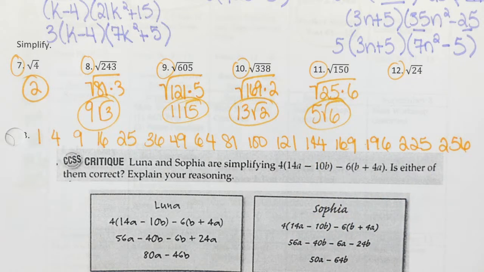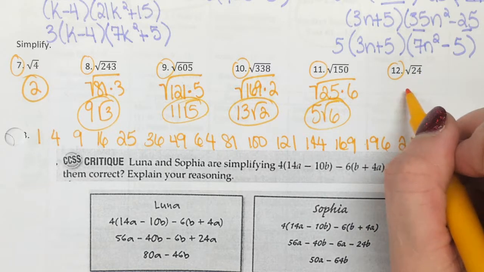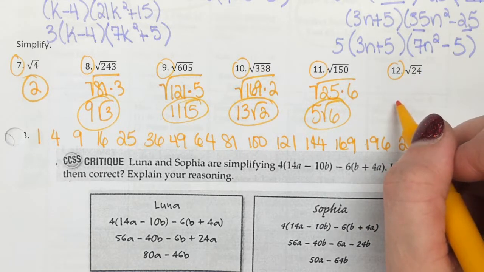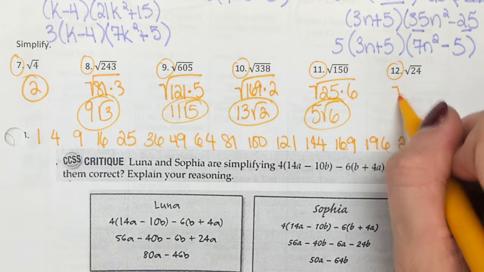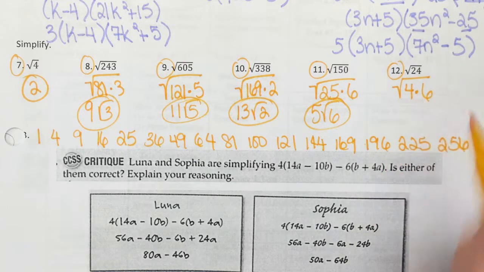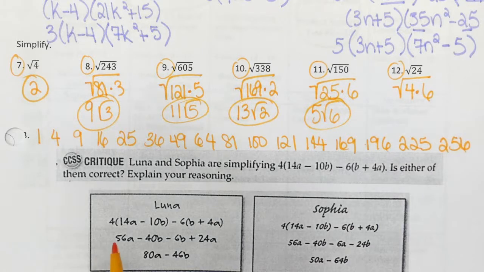Now, 24 is 2 times 12, right? So I'm going to write 2 times 12? No. Why? No, yeah. 4 goes into it. Very good. 4 is the perfect square that goes into it. 2 times 12 is 24. And 2 is not a perfect square. Or 12 is not a perfect square, right?